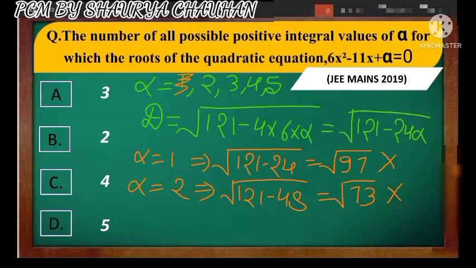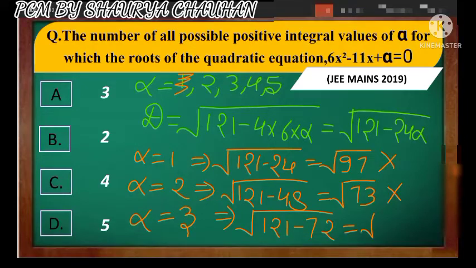So let's check for alpha equals 3. For alpha equal to 3, it becomes 121 minus 72. So yes, it is root 49. 49 is a perfect square, so we will take the value alpha 3.